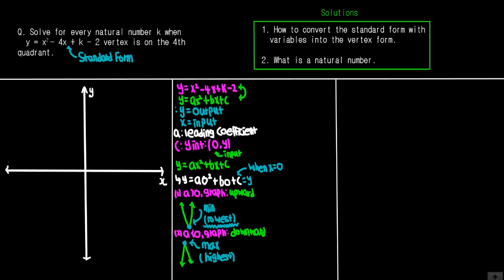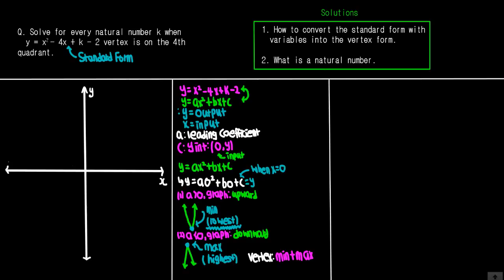And here we can see what a vertex is. Our vertex is the minimum point or the maximum point, depending on which case we have. This is what the vertex of our function is.